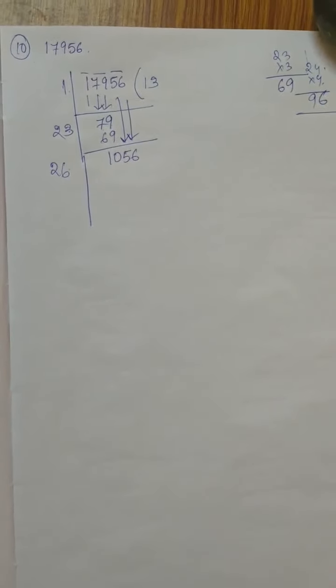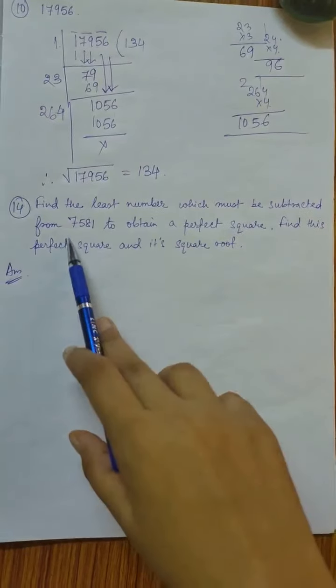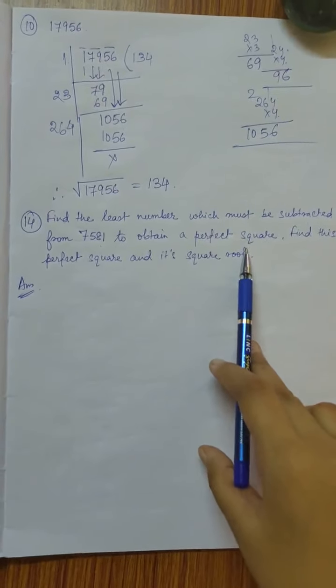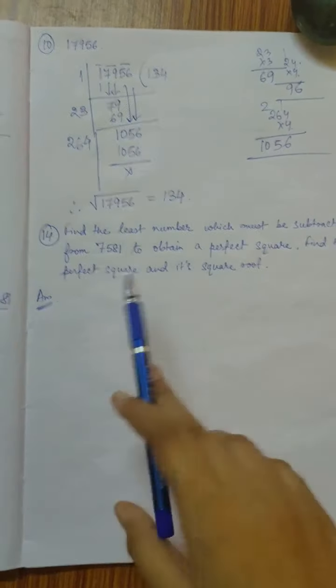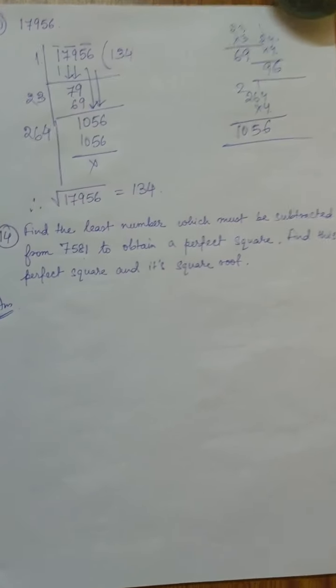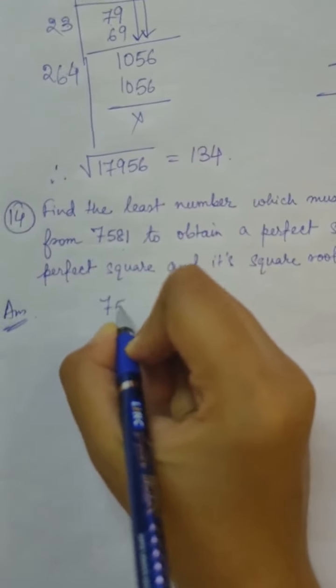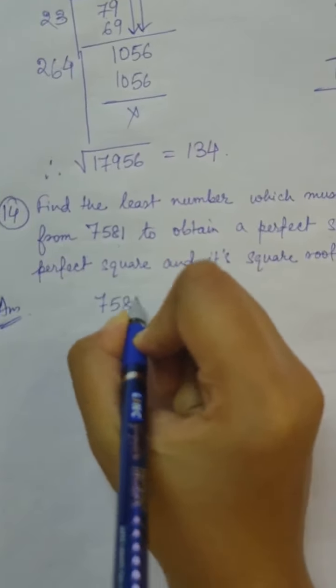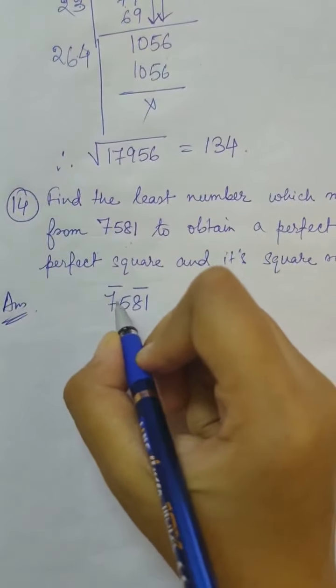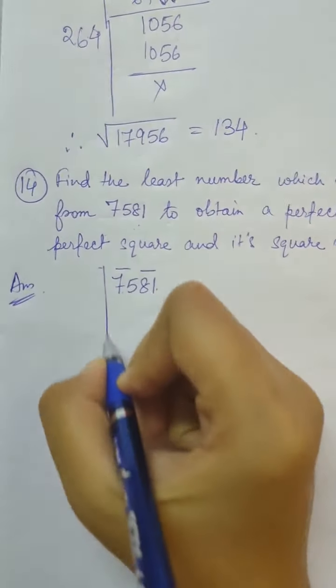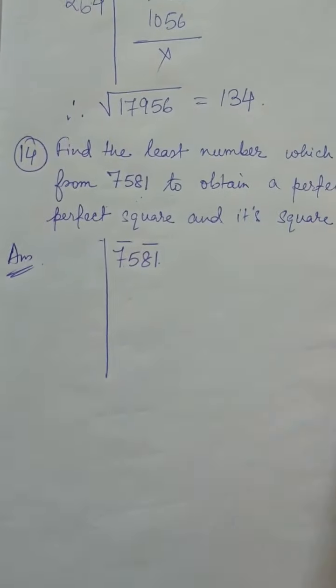Now next I have taken sum number 14. It says that find the least number which must be subtracted from 7581 to obtain a perfect square, which means that we are already getting the hint that 7581 is not a perfect square. Okay, but we have to subtract a number from this number so that we can get the perfect square. So for that we first take the long division method and see which number's square is near to this. So for that I have taken 81 and 75 together. So 75 will be together at first.